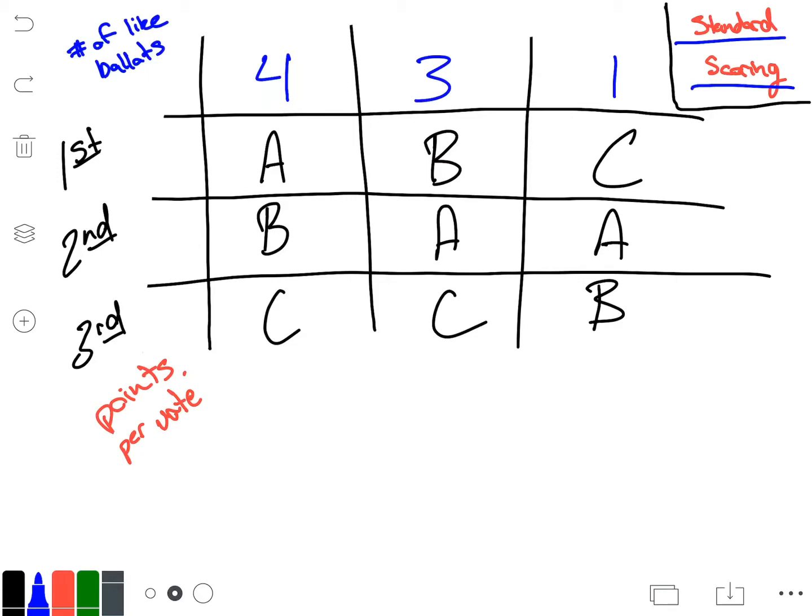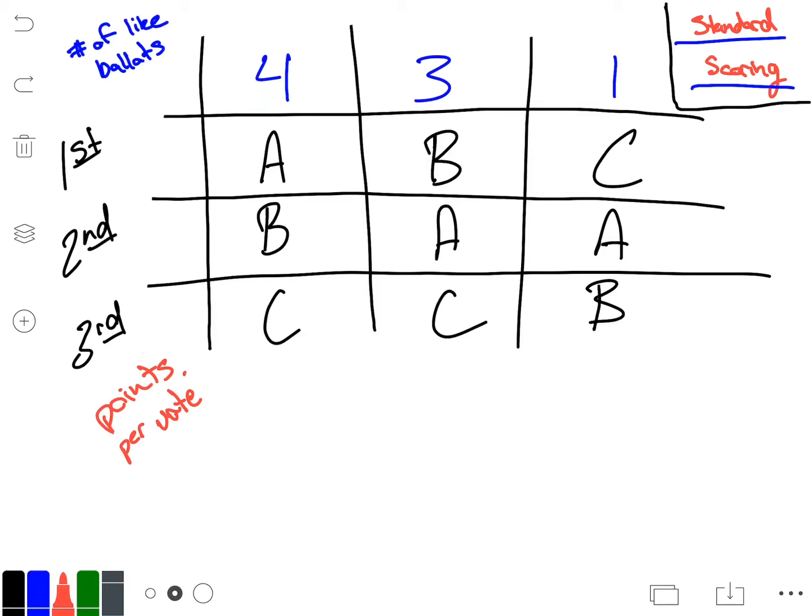So in our first column, we have 4 votes that had A in first, B in second, and C in third. In our second column, there are 3 votes for B in first, A in second, and C in third. And then in our final column, there was only 1 vote for C in first, A in second, and B in third. From here, we just want to multiply our row by our column.